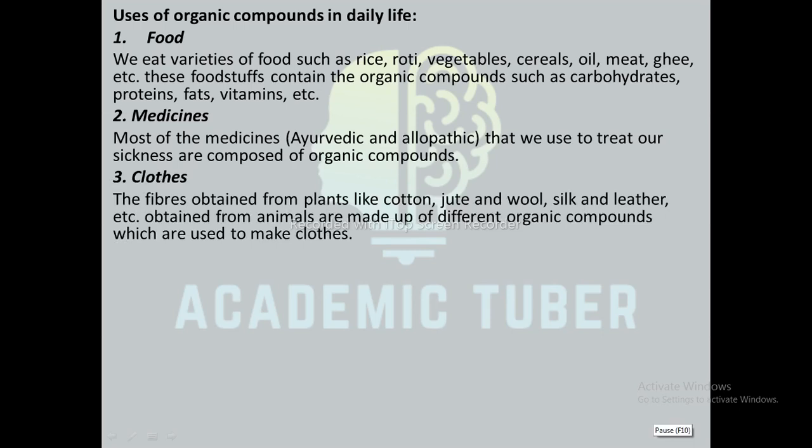Clothes. The fibers obtained from plants like cotton and jute, and wool, silk, and leather, etc., obtained from animals are made up of different organic compounds, which are used to make clothes and other necessary items of clothing.